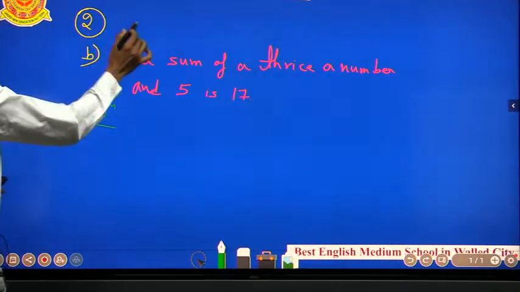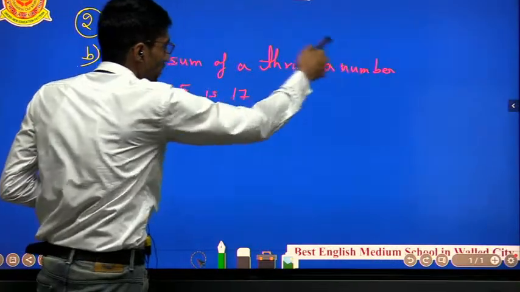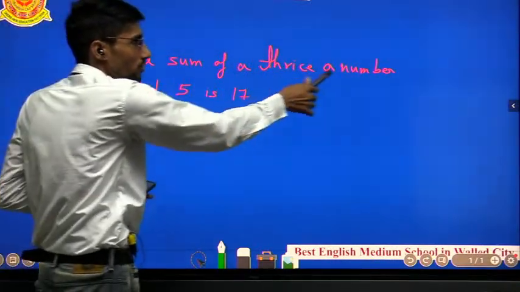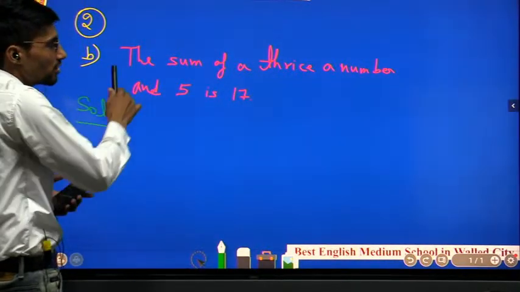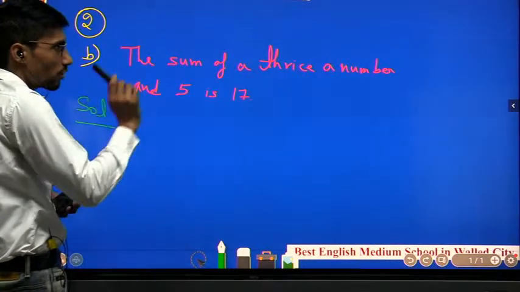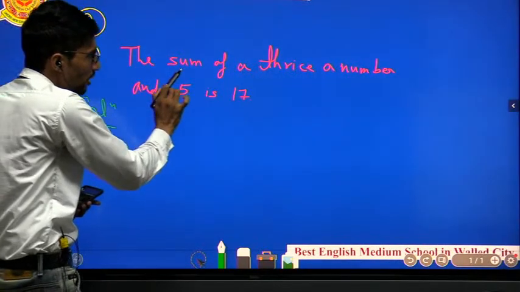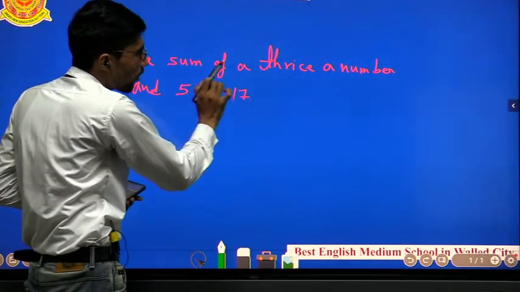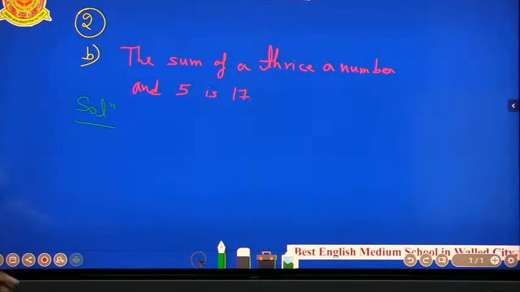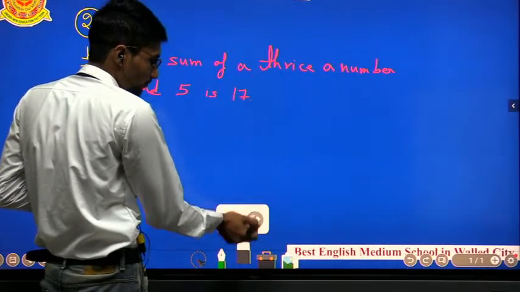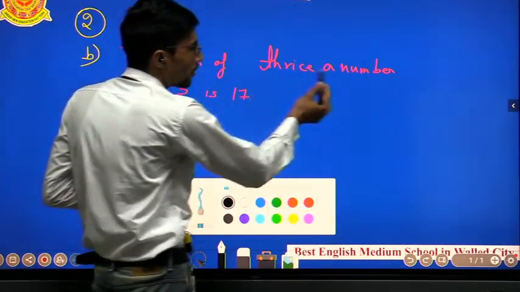In question number second, the question is asking that form the equation of the given word statement. This one is the statement form. This one statement we have to convert into an equation form. So first what we have to do? First we have to read the statement. The sum of thrice a number and 5.